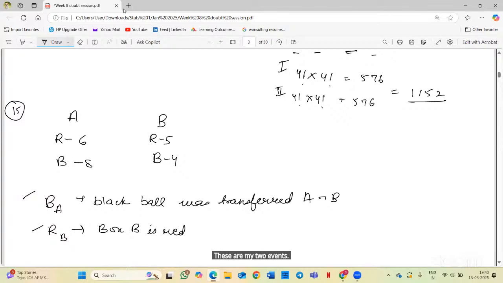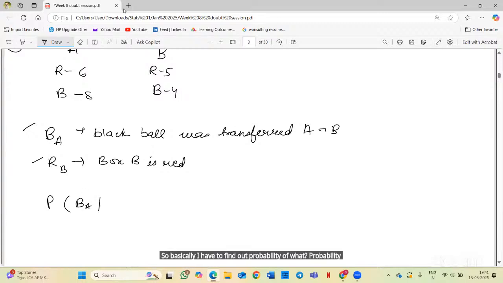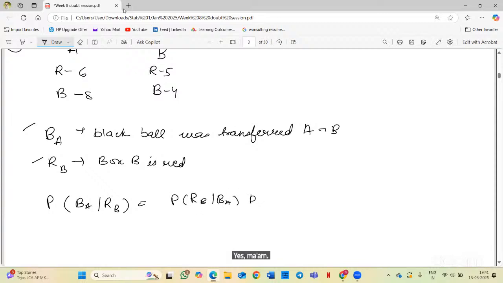Fine. So basically I have to find the probability of BA given RB. Using Bayes' theorem, this would be probability of RB given BA, into probability of BA, upon probability of RB.